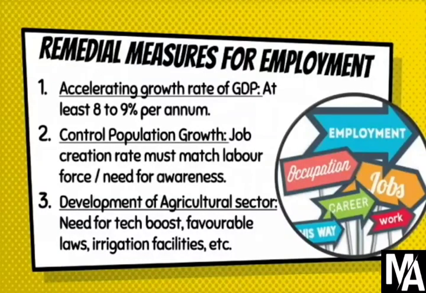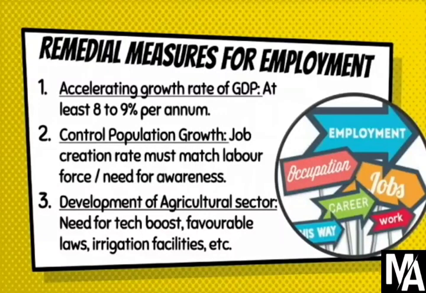The second remedial measure is control of population growth. First of all, the job creation rate must match the labor force, which means the number of people increasing in the economy should reduce. And for that, there is a need of awareness in the people, in families, especially in poor families.